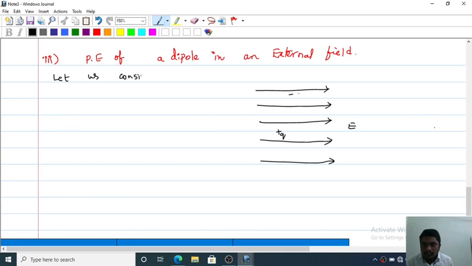Let us consider a dipole in an external field. For example, a dipole has two charges. First I am bringing plus q from infinity. Actually, here I want to place a negative charge, here I want to place a positive charge, like this. So I am bringing both the charges at the same potential.